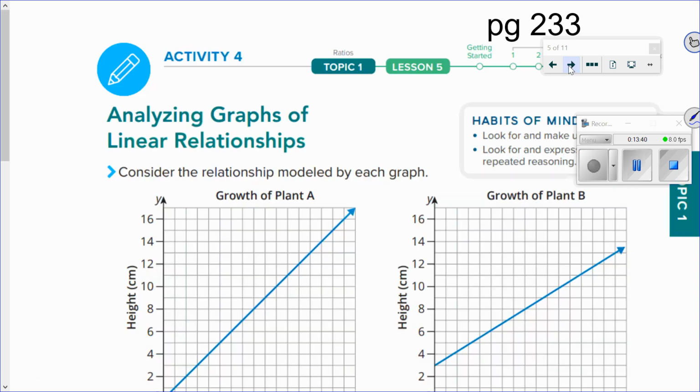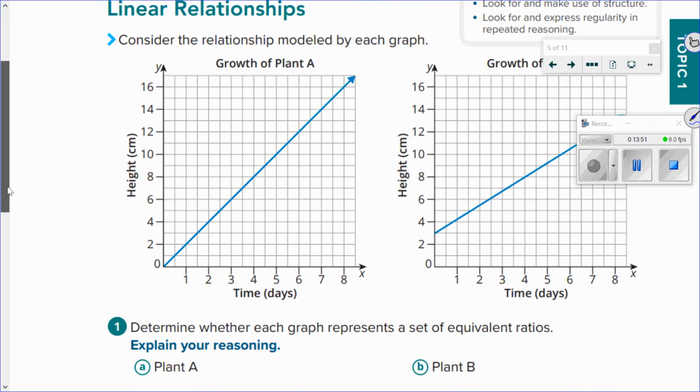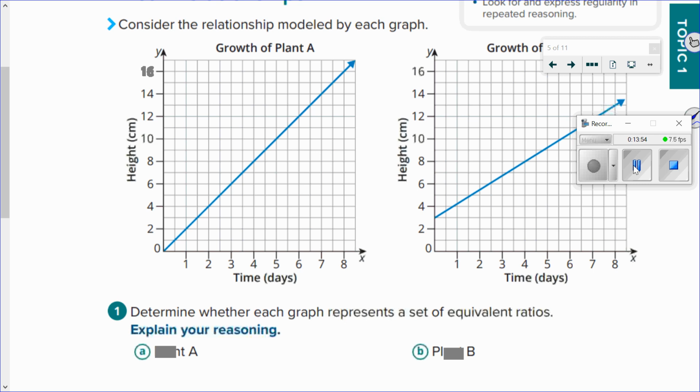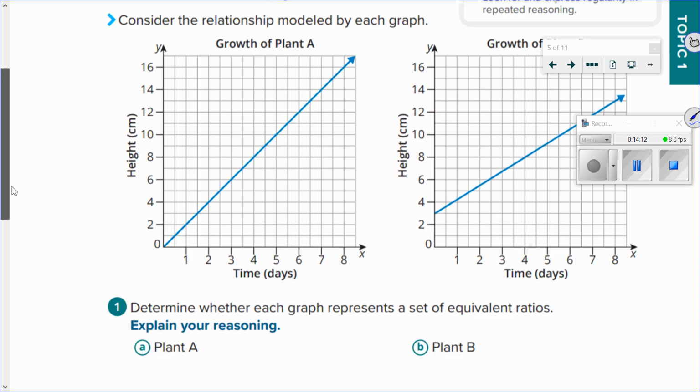Okay, let's go to our next page. We're on 233. So we're going to now analyze graphs of linear relationships. A lot of this is going to call back to what we have already done. Please pardon this interruption. This concludes the interruption. Oops, it didn't pause. So you guys got to hear them calling Toru-san to the front office.